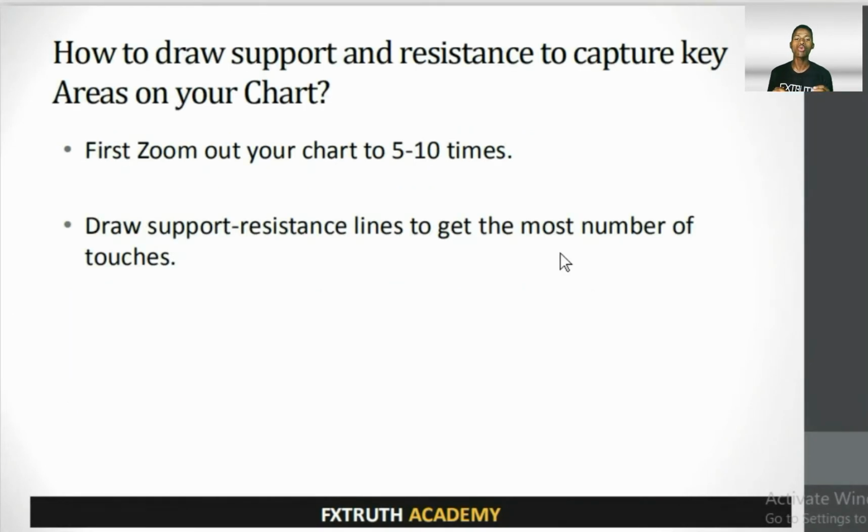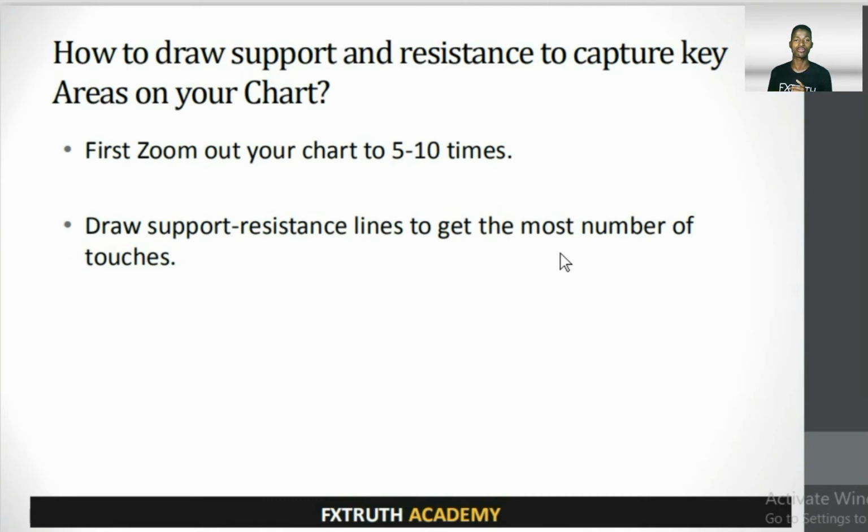Moving forward, how to draw support and resistance to capture key areas on your chart. As I said earlier, most people draw this in a wrong pattern, and it ends up either capturing less information in the market, or leading to wrong trading decisions. So today we're going to see how to draw it successfully, in order to capture quality areas in your Forex charts and be able to have precise entries and exits in the market.